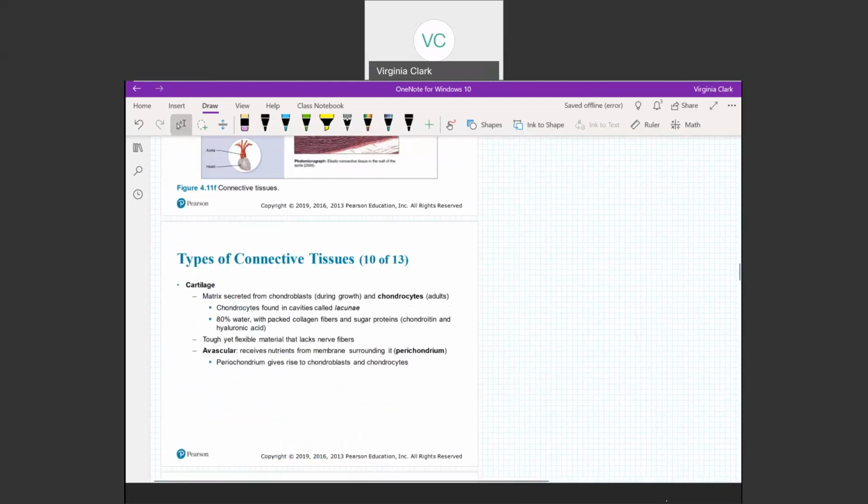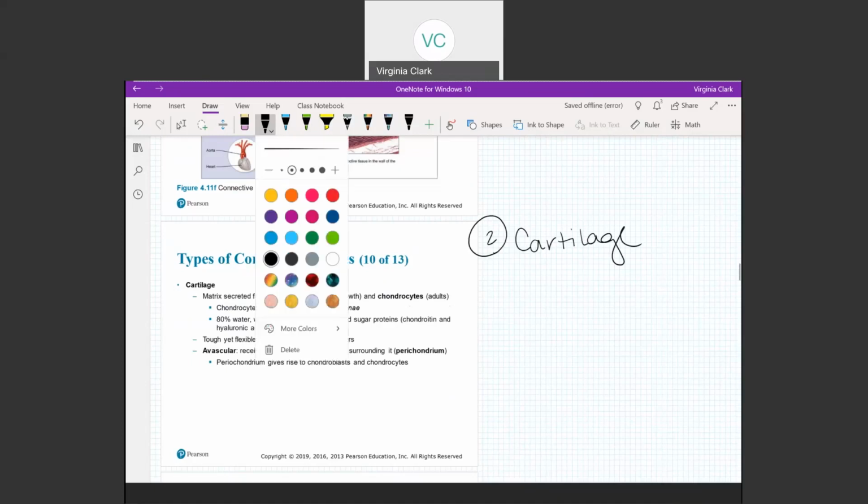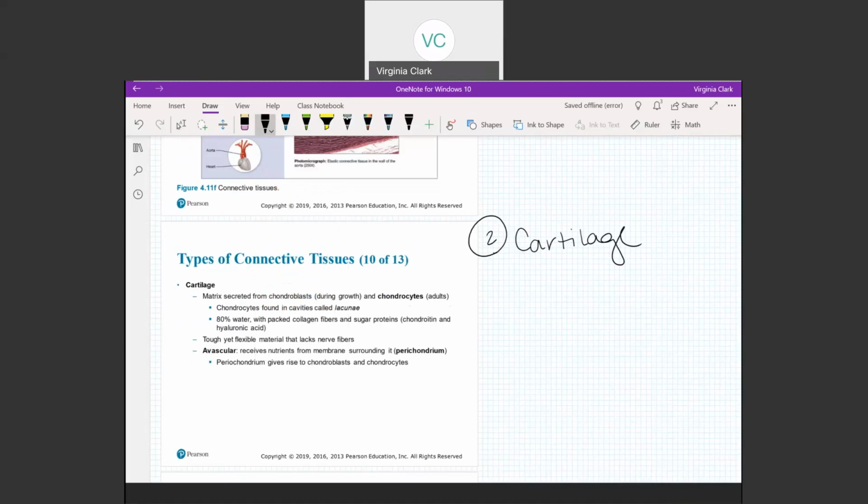Our next type is type 2, which is going to be our cartilage. Our cartilage is a second type of dense connective tissue proper. This is going to be incredibly inflexible, incredibly rigid. Depending on the type of cartilage, there may be some flexibility, but it's going to be very rigid. The function of our cartilage is to withstand tension, but also to withstand compression. So it doesn't have the ability to be pressed down and made smaller.